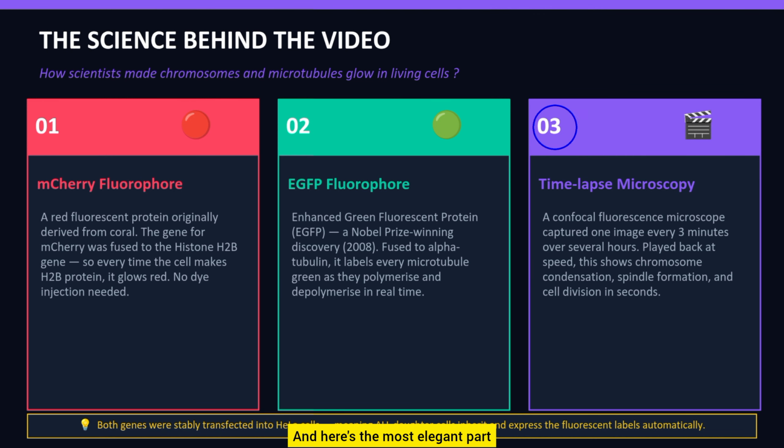And here's the most elegant part. Both of these fluorescent genes were permanently integrated into the HeLa cell's DNA. So every daughter cell inherits the glow. The experiment runs itself.